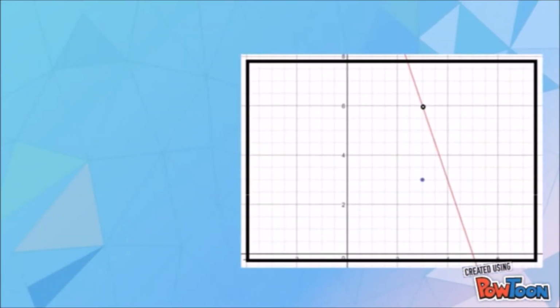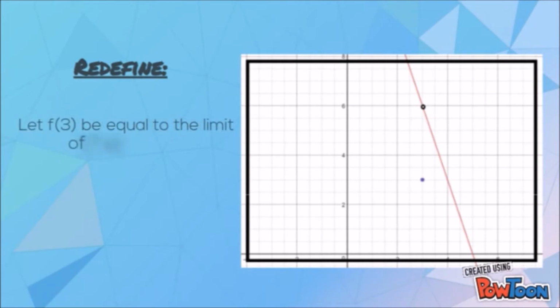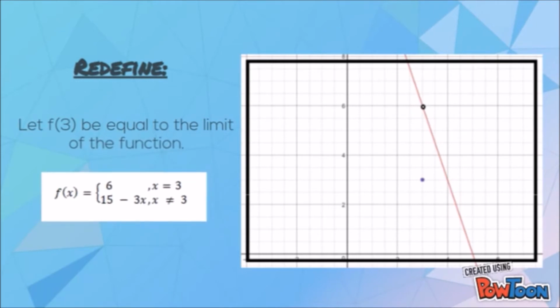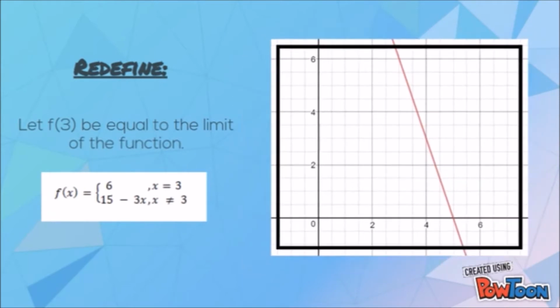What can you say about this, partner? I think we can remedy the discontinuity, partner. We can remove the discontinuity by redefining the function. As we can see in the graph, there is a hole in the line, and we can fix it by letting f of 3 be equal to the limit of the function. The new piecewise function, or the continuous counterpart, will be this, and look, there are no more holes. And that's how we redefine the removable or hole discontinuity.